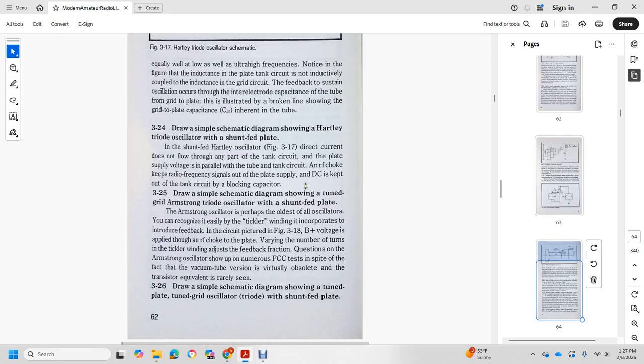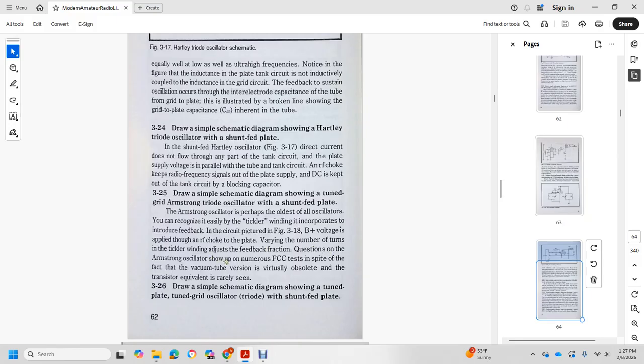325, draw a simple schematic diagram of a tuned grid Armstrong triode oscillator, shunt-fed plate. The Armstrong oscillator, perhaps the oldest of all oscillators, is recognized by the tickler winding, which introduces the feedback circuit in the plate, as in figure 318. Bias voltage is applied. Positive voltage is applied through the radio frequency choke to the plate. Feedback varies with the number of turns of the tickler winding, adjusting the feedback fraction.